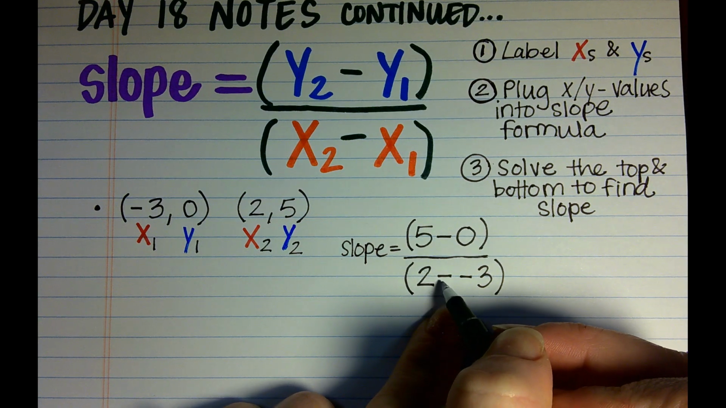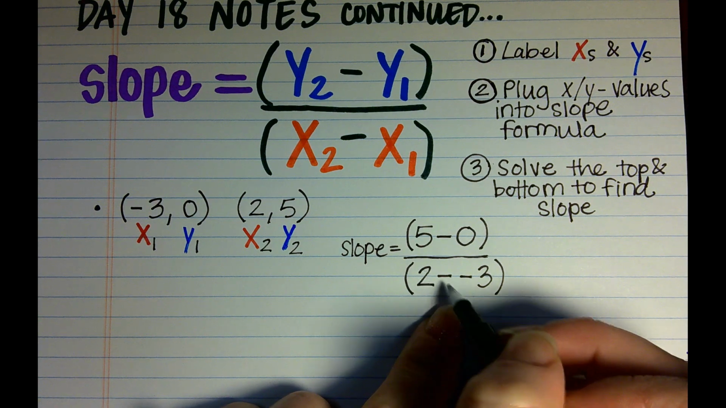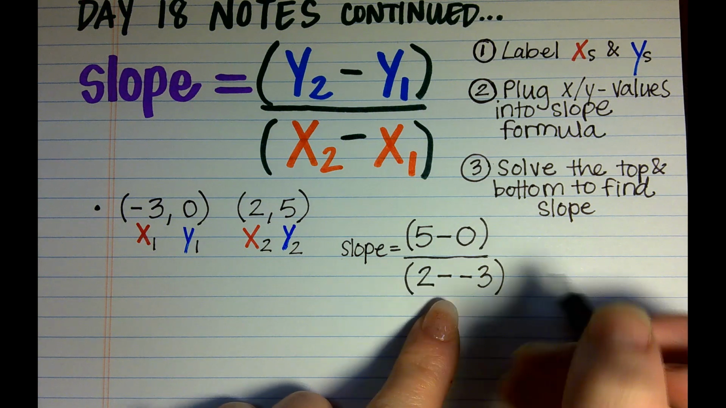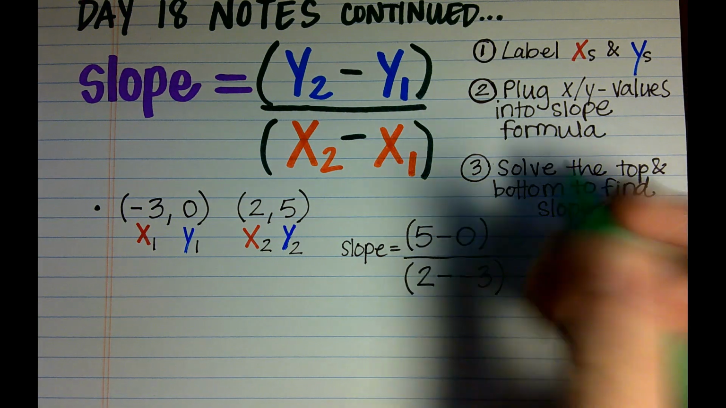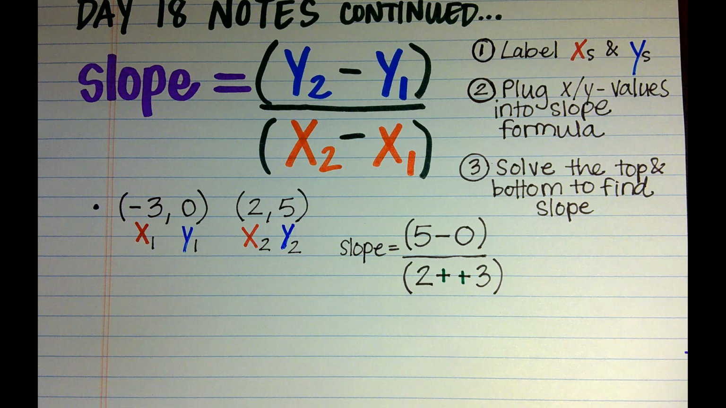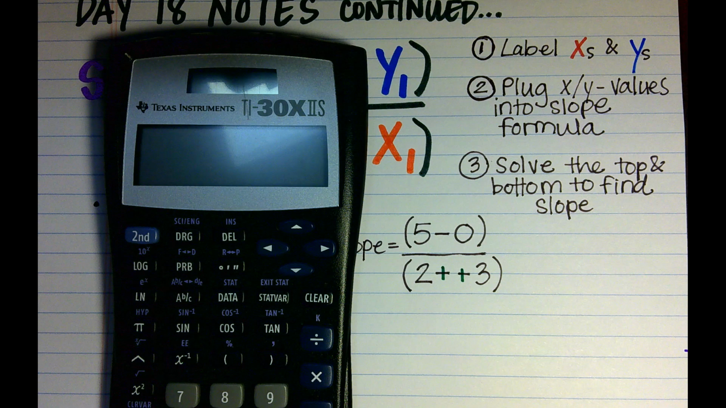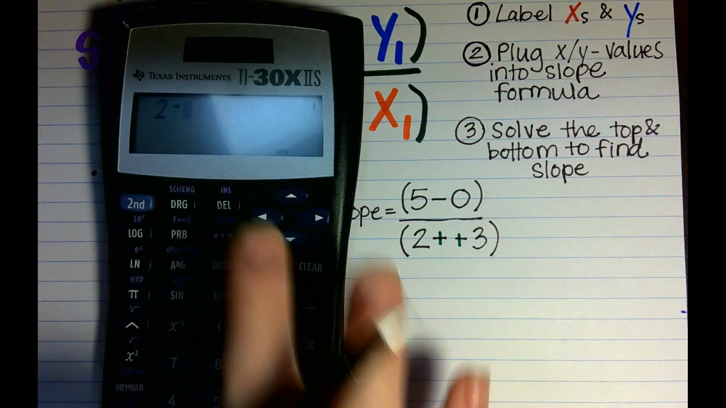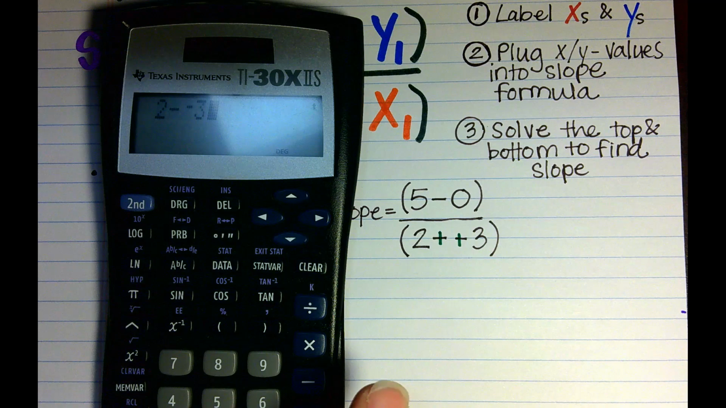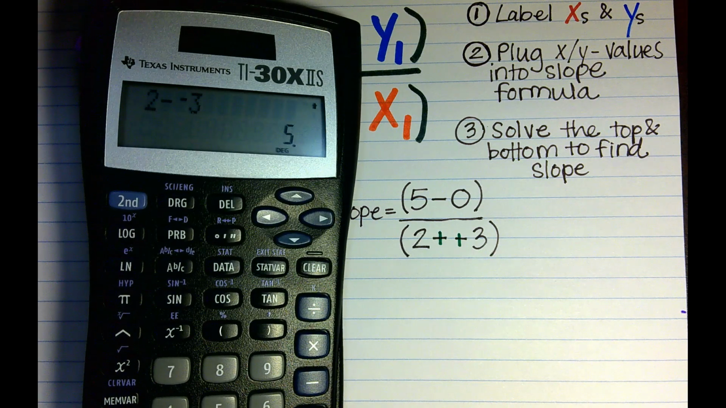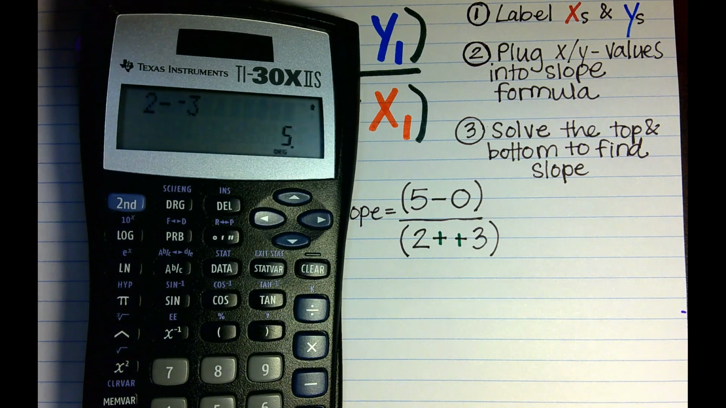So remember, if I have two minuses beside each other like this, I've got 2 minus -3. We can just turn it into 2 plus 3. And if that makes you uncomfortable, you can always check on your calculator. 2 minus -3. And we should get 5.